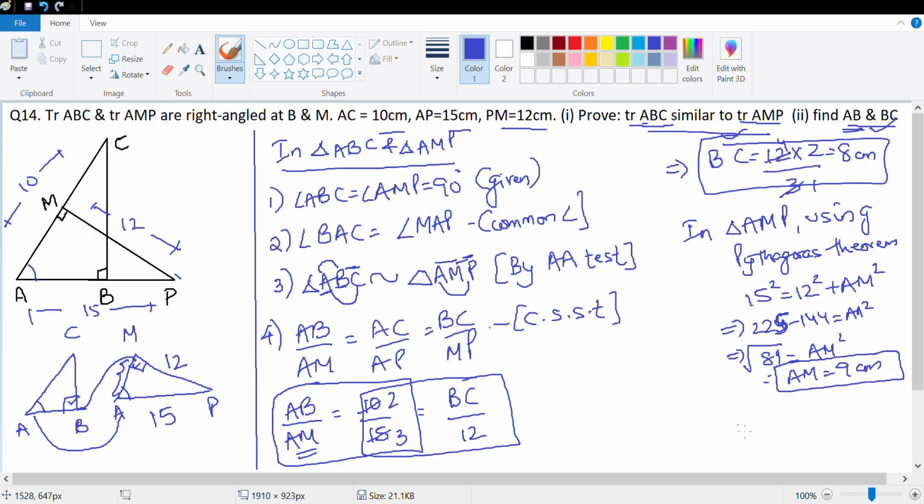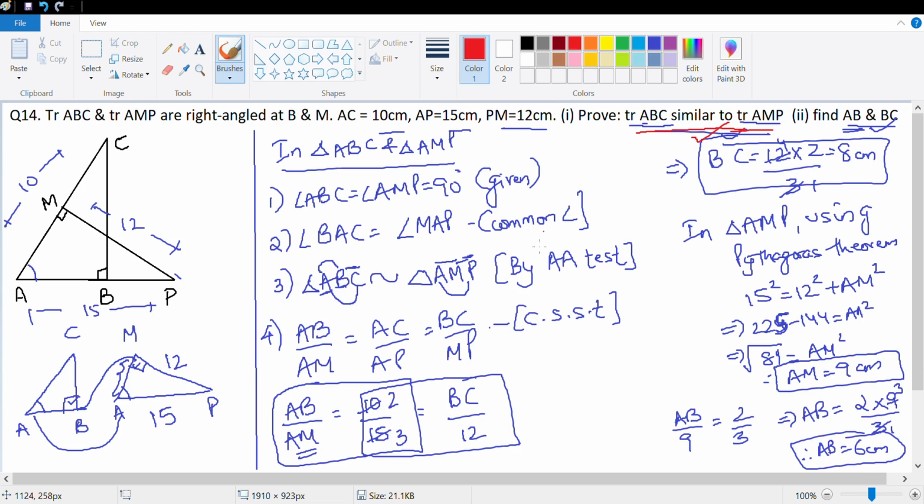So once I get AM is equal to 9 centimeter, I put it in this formula. AB upon 9 is equal to 2 upon 3, which means AB is equal to 2 into 9 upon 3, which is 6 centimeter. Therefore, AB is equal to 6 centimeter. So this question was fairly simple because they gave us which triangles to prove similar.